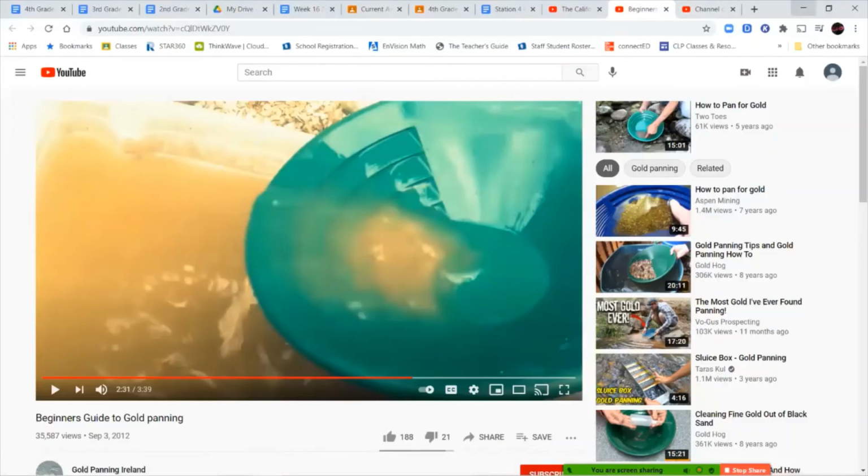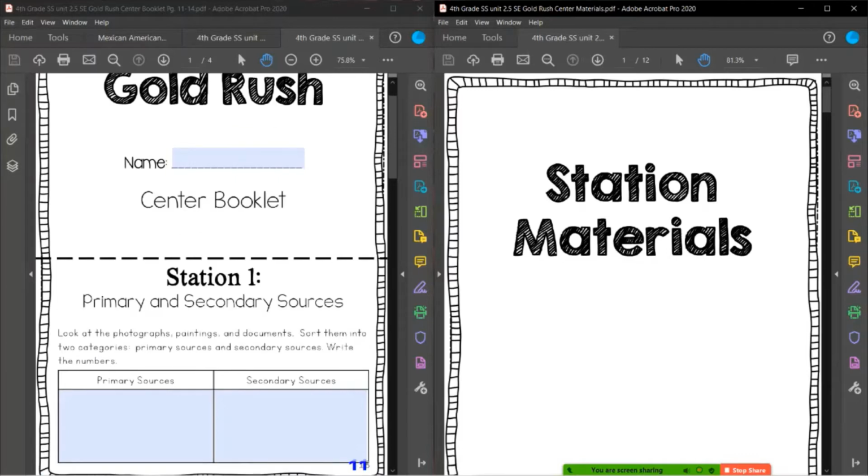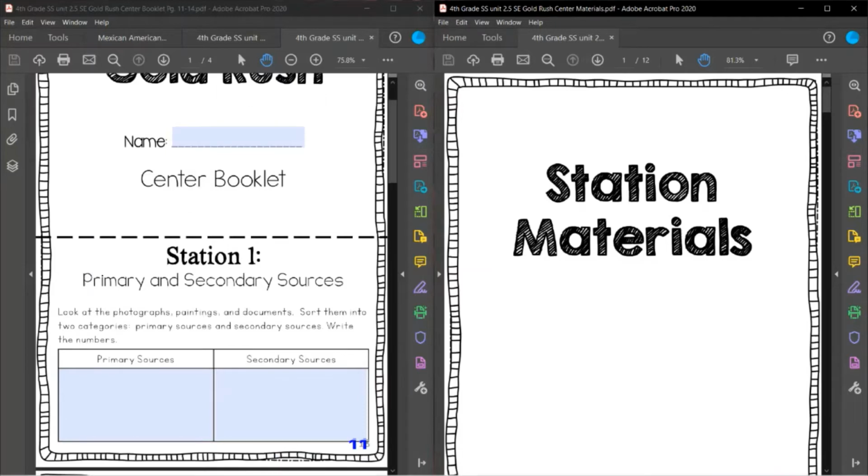Now let's go ahead and go over your Gold Rush Center booklet. Now this is fairly self-explanatory. I'm not going to go through it in great detail. I will go through the directions with you and tell you how to go through and answer and find your answers. And then you'll be able to work independently.